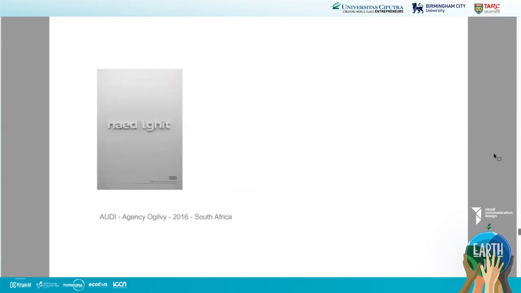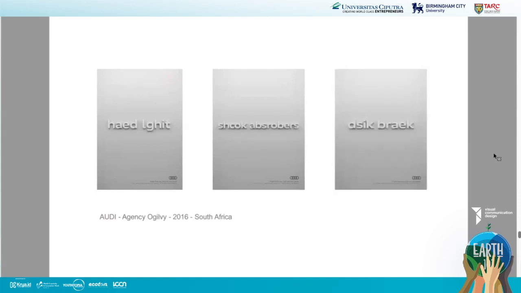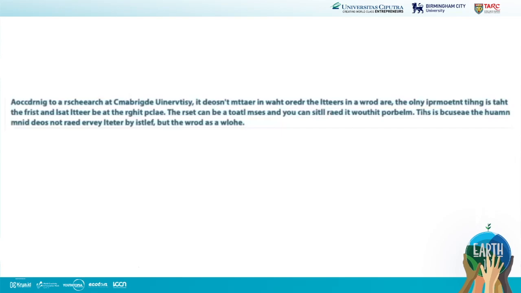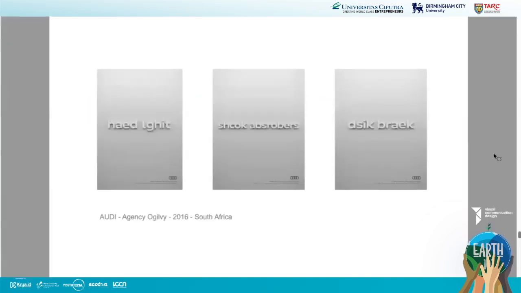So the words you see there, you're probably seeing the word headlight. You're probably seeing the word shock absorbers, and you're probably seeing the words disc brake. You're not. What you're seeing there is a Cambridge experiment. Okay, so headlight, shock absorbers, disc brake. This again is an advert for Audi. And what it's playing on is this notion. It's called the Cambridge University effect. So according to research at Cambridge University, it doesn't matter in what order the letters in a word are. The only important thing is that the first and the last letters be in the right place. The rest can be a total mess and you can still read it without problem. This is because the human mind does not read every letter by itself, but the word as a whole. So this is interesting. We'll go back. So you can play games and reshape how people see things.